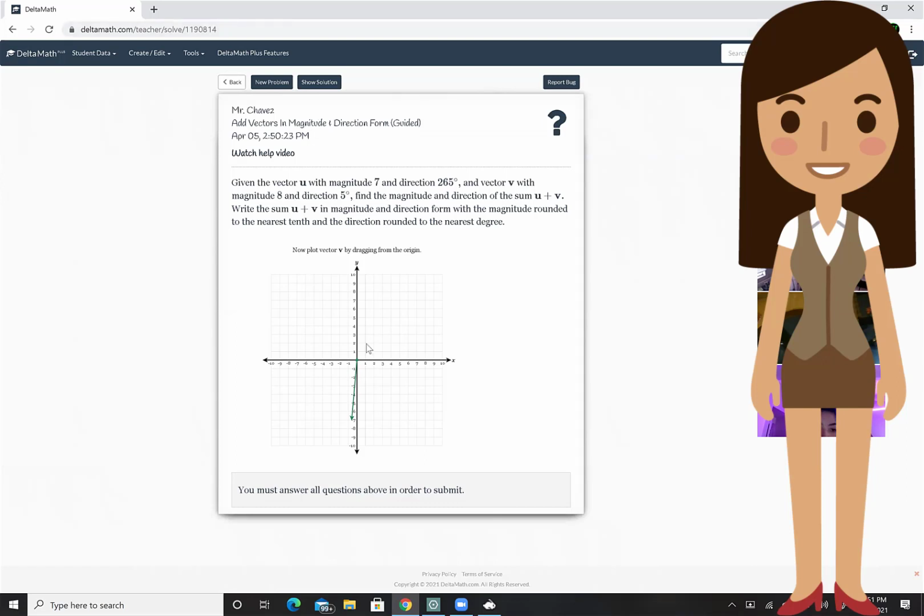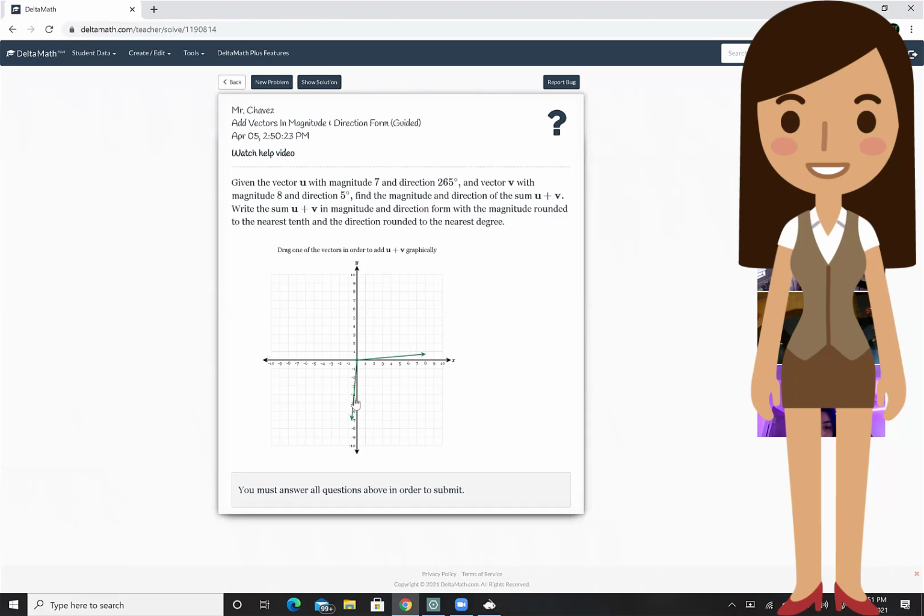Ooh, that one's going to be real close to the x-axis. So here we go. 8 at 5 degrees. So I'm going to go to 8. And there's 8, and let me go to 5. Bam. Oh, one more. 5. Boom. There it is. So there's my vectors, and now it says to add them.